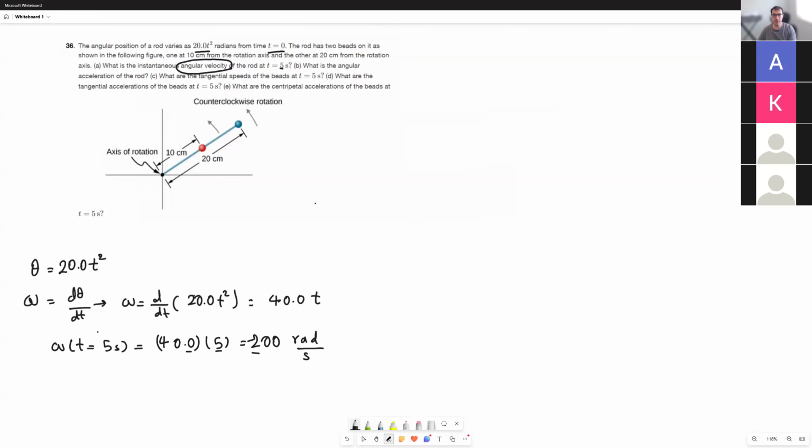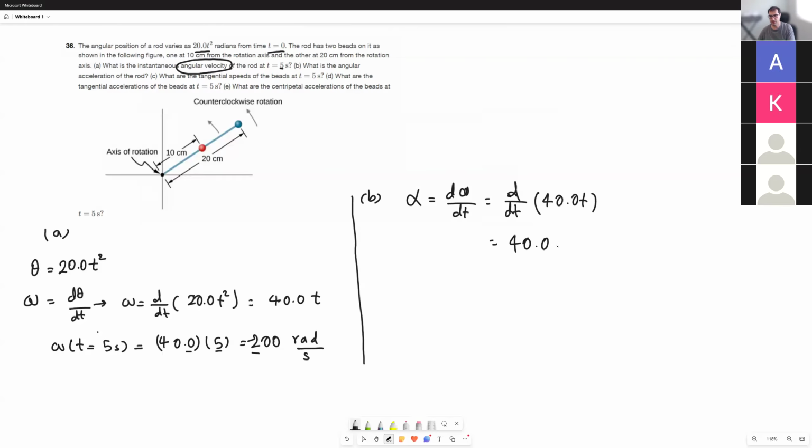That's part A. Part B. What is the angular acceleration of the rod? Then you need alpha. Alpha is d omega over dt, which is going to give you d of 40.0 t over dt, which is 40.0. And the unit is going to be radians per second squared.